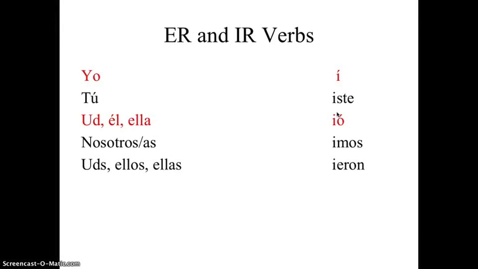The other two types of verbs that we have in Spanish are ER and IR verbs. Lucky for us, the endings that attach to the stem of both ER and IR verbs are the same. So, for the yo subject, we add í. For tú, we add iste. To usted, él or ella, we add ió. To nosotros, we add imos. And to ustedes, ellos or ellas, we add ieron.